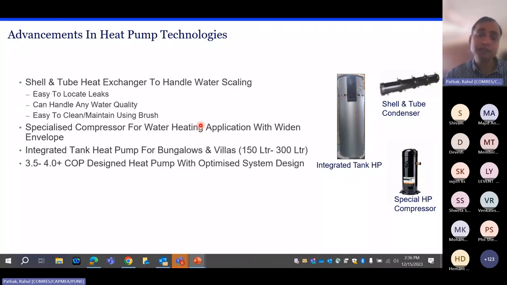Integrated tank. This is again a new trend that we have seen, where you have 4 BHK, 5 BHK kind of bungalows and villas. People are either going for a split type of heat pump or the integrated tank heat pump. You can see this is the monoblock kind of system where the upper side is the heat pump fitted with a compressor, the heat exchanger coil, everything. This is the controller. And the lower portion is the integrated tank of say 100 liter, 150 liter, based on the requirement. And again, 3.5 to 4 COP designated heat pump. So generally the heat pumps are available in the range of 3.5 to 4.